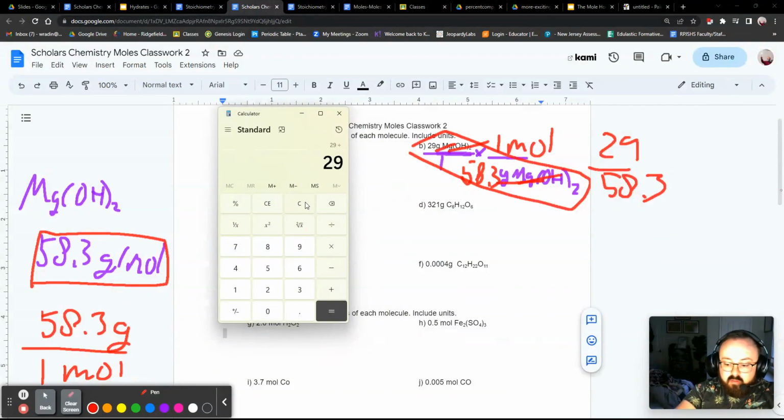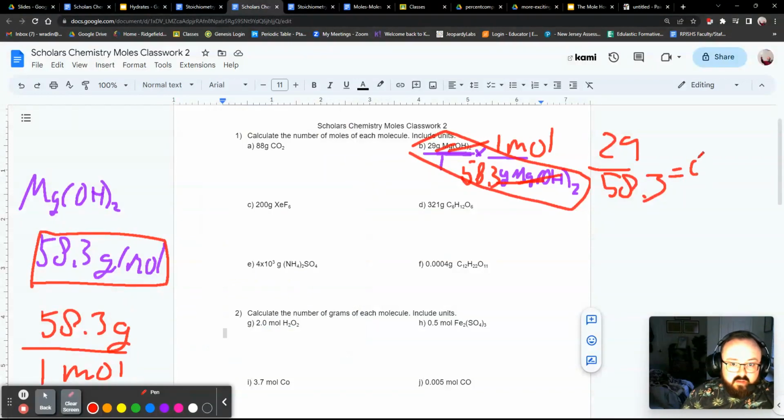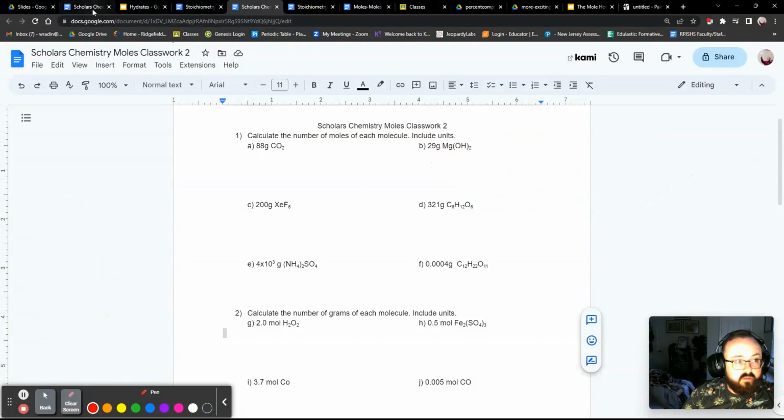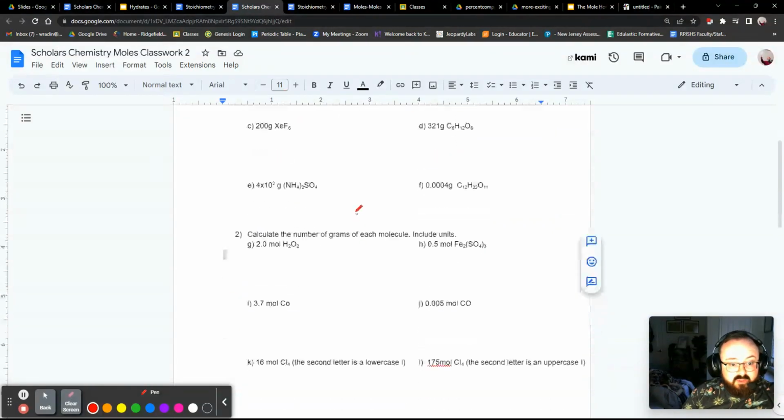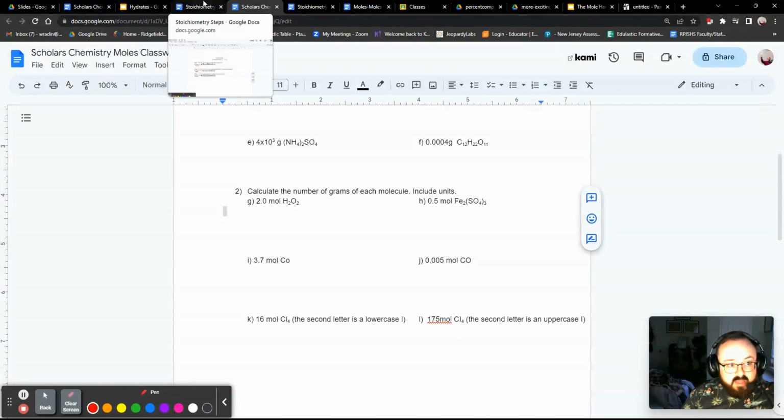What do we get? We get 0.50 moles of MgOH2. This is always going to be the first step in our stoichiometry: starting with grams of whatever we're starting with and converting it into moles. There's step 1. And we're going to come back to this worksheet, right here. But that's step 1.